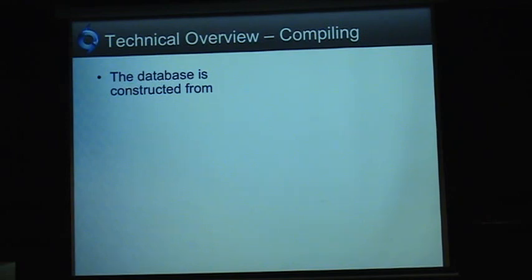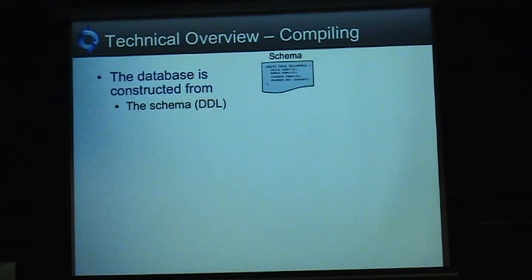So compiling, how do you actually get a Volt app up and running? Create a schema file. Regular, standard looking DDL. Your create tables are in here, your create indexes, and Volt supports materialized views for sum and count operations.